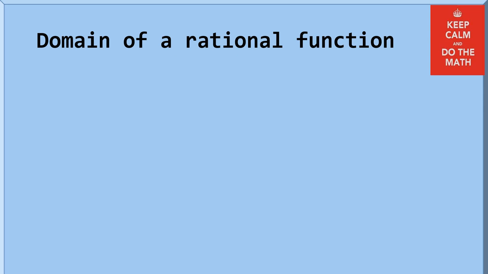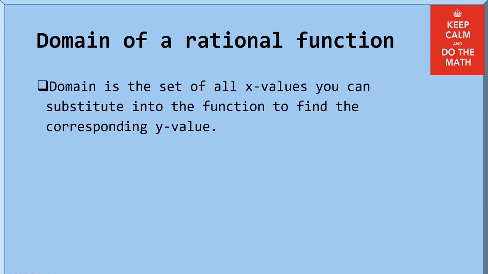In this video, we're going to talk about the domain of a rational function. The domain is the set of all x values you can substitute into the function to find the corresponding y value. So we're going to state the domain for f of x equals x squared minus 9 over x minus 3.